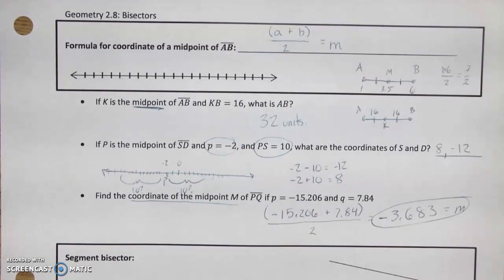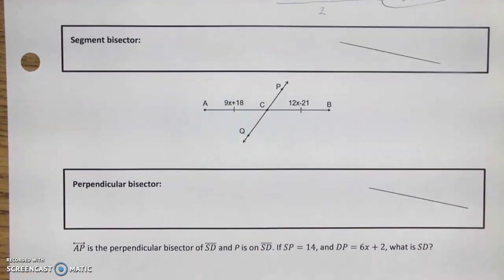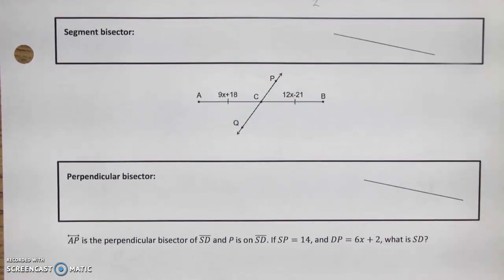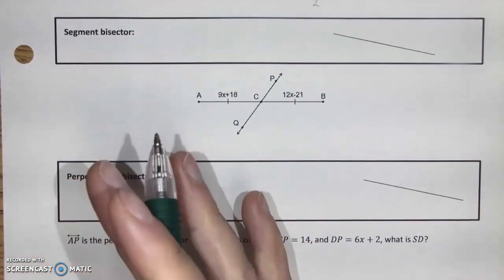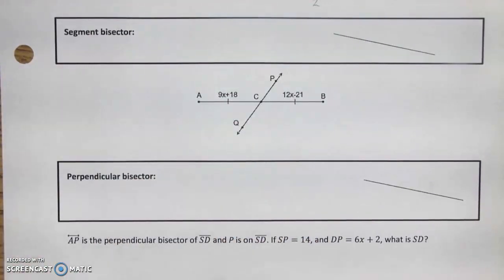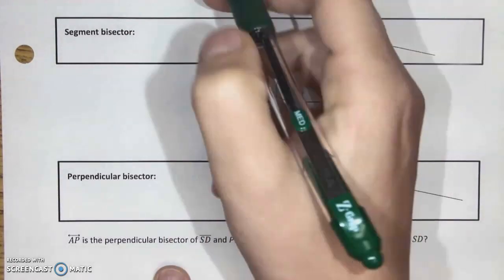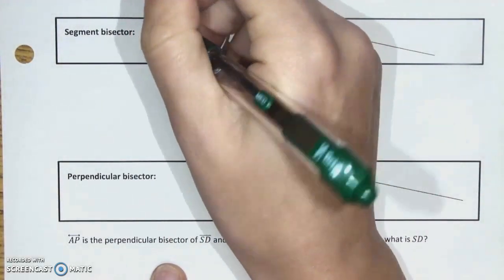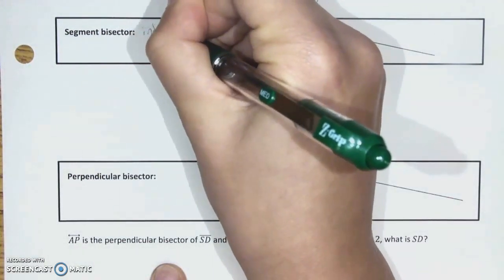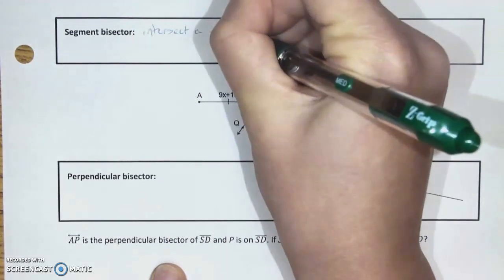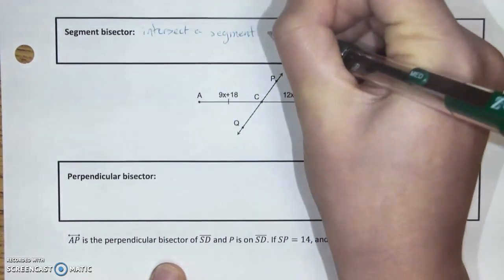Now what we're going to do is switch over to looking at bisectors. Now a bisector you can kind of think of as two sections. That's what the word basically means, bisector or bisection. So what it's always going to be doing is splitting things into two. And not only does it split things into two, it will split things into two equal pieces. So when we're talking about a segment bisector, it's going to split a segment into two equal pieces, or intersect a segment at its midpoint.